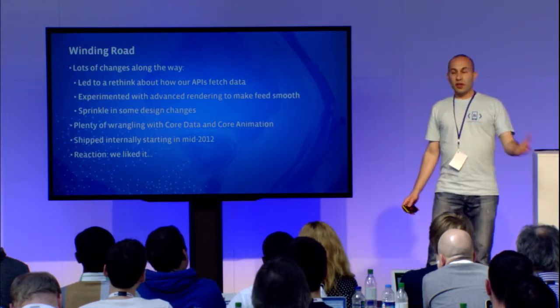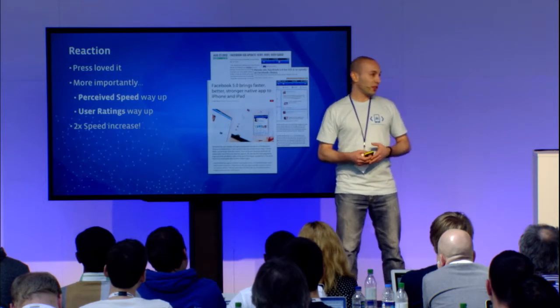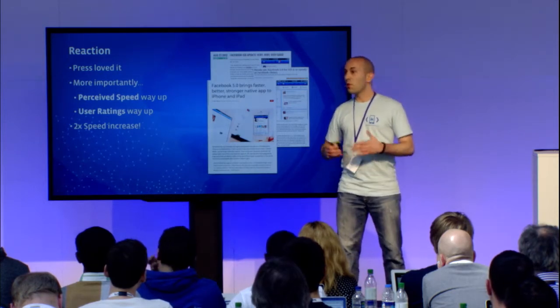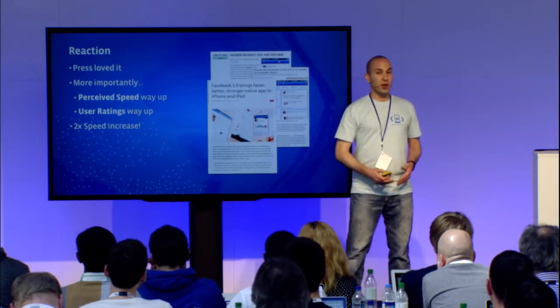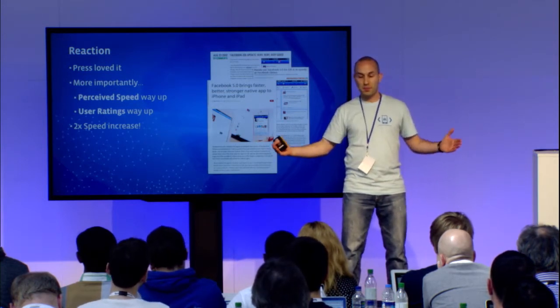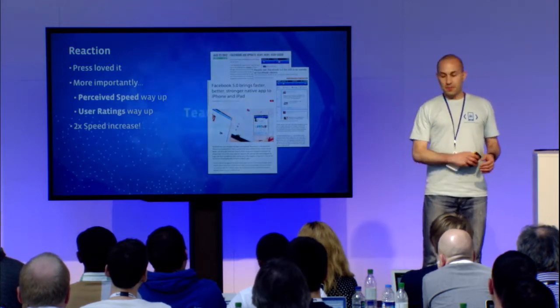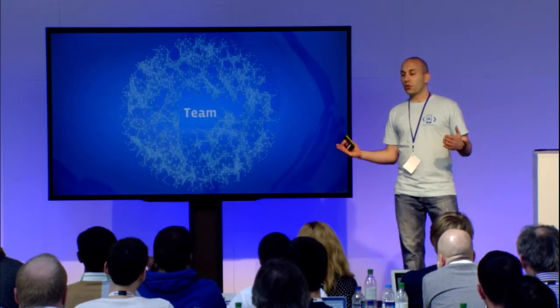So we sent it out to the public in August, and the reaction was very positive. The press loved it, but more importantly, our users loved it. We had about a two times perceived speed increase across the entire app, and our user ratings went way up. So we achieved the goals that we set out for. But now we had to figure out, how do we make this work across the whole company?